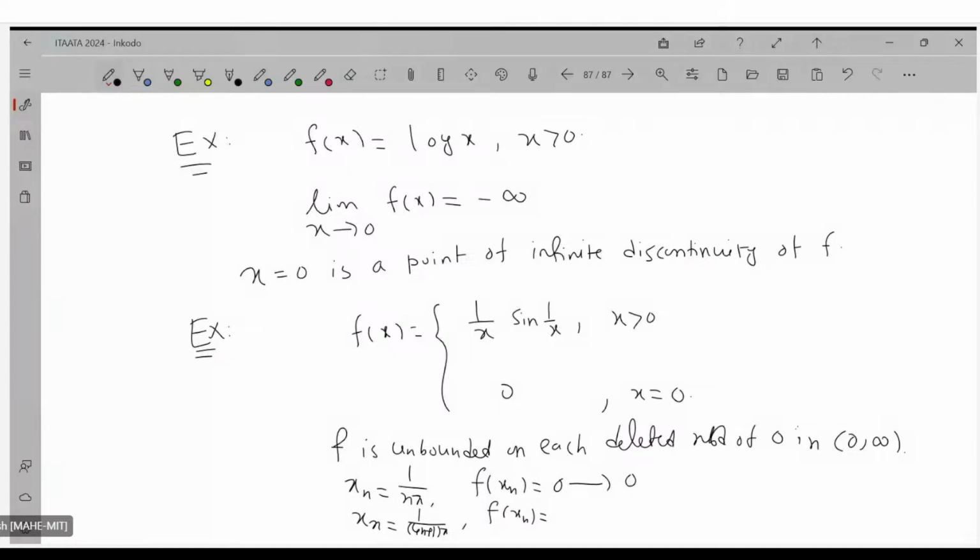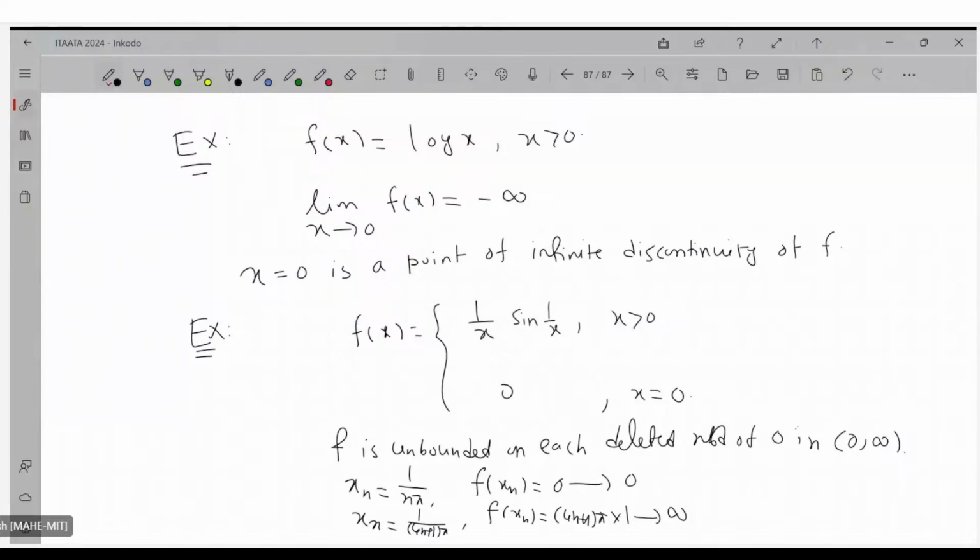It's 4n plus 1 pi into 1. Correct. So where is it going? Infinity. As n tends to infinity, this is going to infinity. Is it clear? If you put xn equals 1 by 4n plus pi, then sine of that will be equal to 1. So now you have 4n plus 1 pi, that moves to infinity as n tends to infinity.